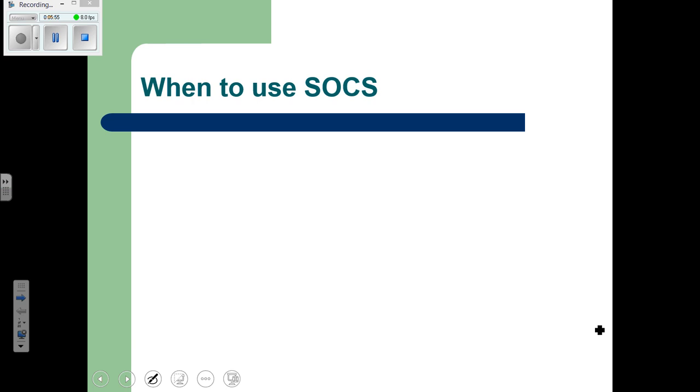Right, so when to use SOCS, right? If you went back and you looked at the different ways, that's one of the ways you can kind of remember it, right? So you have spread, outliers, center, and shape.